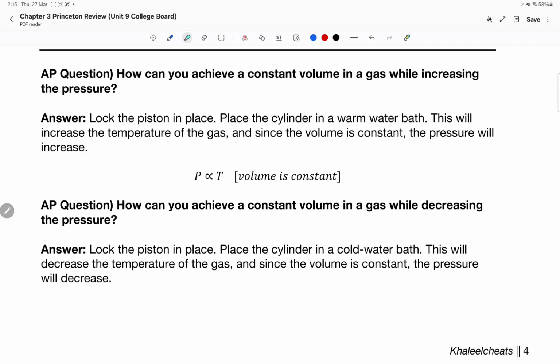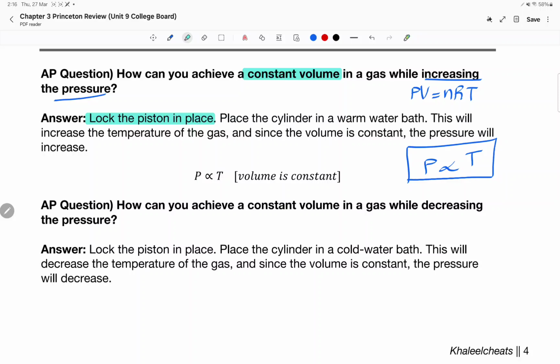AP question. If you want to achieve a constant volume, you must say we have to lock the piston in place. So look, PV is equal to nRT. You want to increase the pressure. So P is going to be inverse with V, but direct with temperature. But they just said achieve a constant volume. That means that volume has to be removed from the equation. So now pressure is going to be direct with temperature. So now if you want to increase the pressure, you have to increase the temperature.